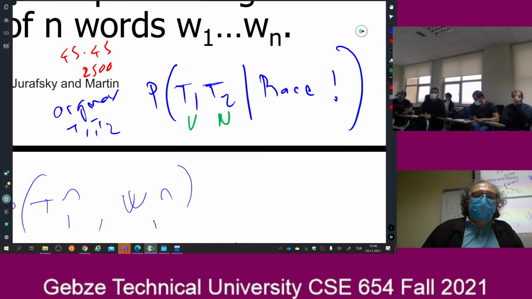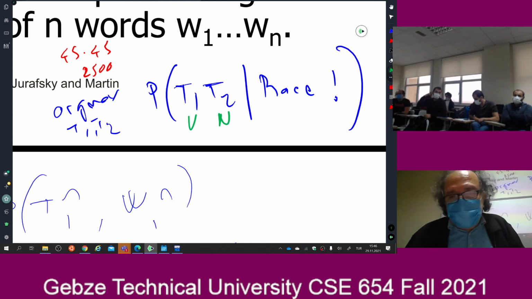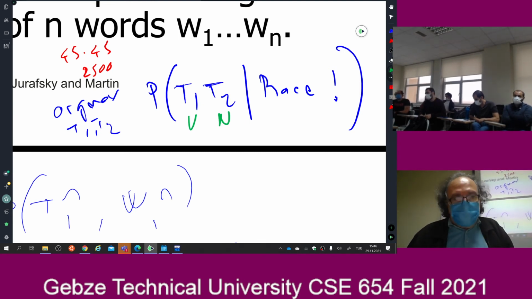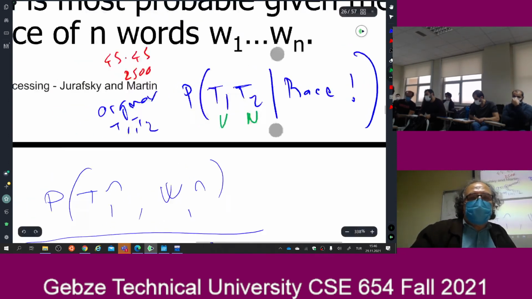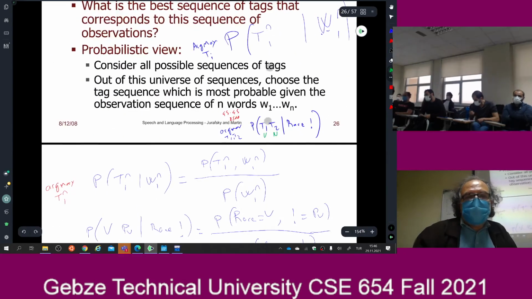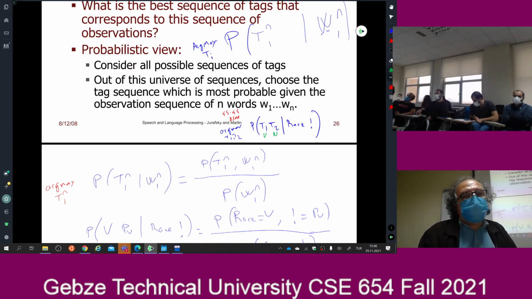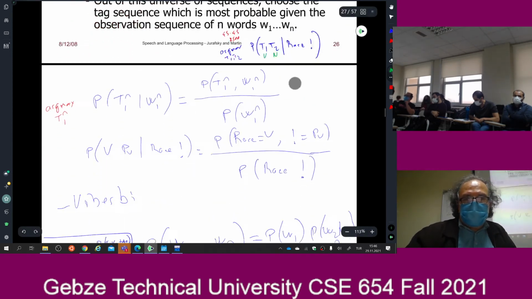That's what we have seen with the n-grams, and we will run into this kind of problem. So we will have to do something else. But our main idea is to consider all possible sequences of tags, and out of all these possible sequences of tags, find the correct assignment. That's what we are going to do.